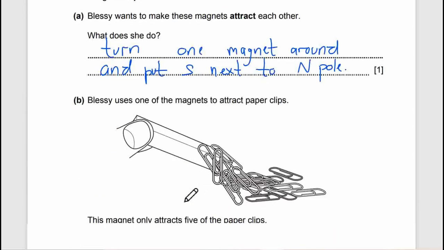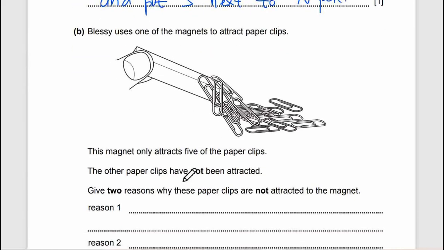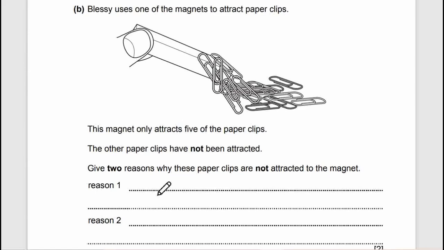Next, Leslie uses one of the magnets to attract paper clips. This magnet only attracts 5 of the paper clips. The other paper clips have not been attracted. Give two reasons why these paper clips are not attracted to the magnet. Well, the reason is this one might be made out of plastic, while this one is metal. So that will be one reason.